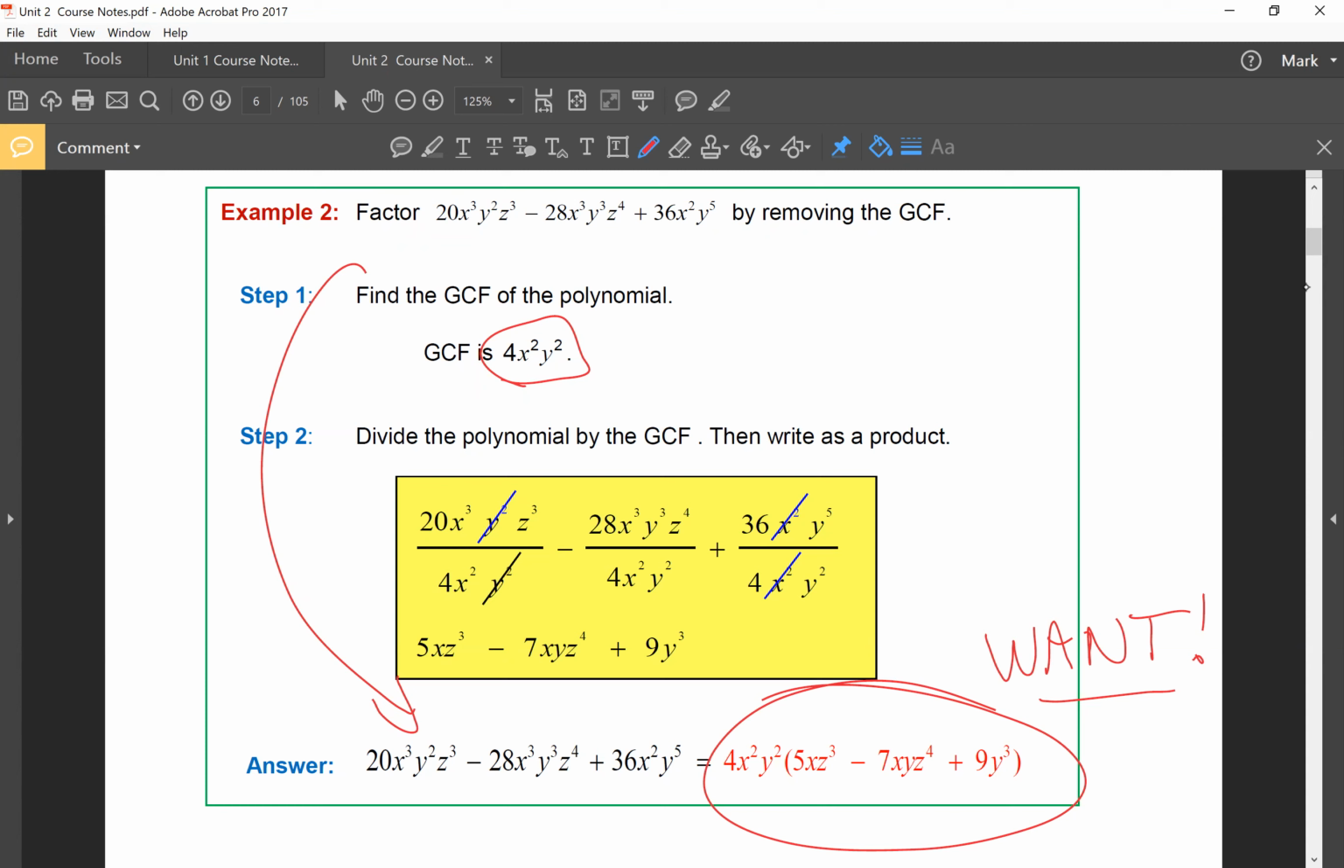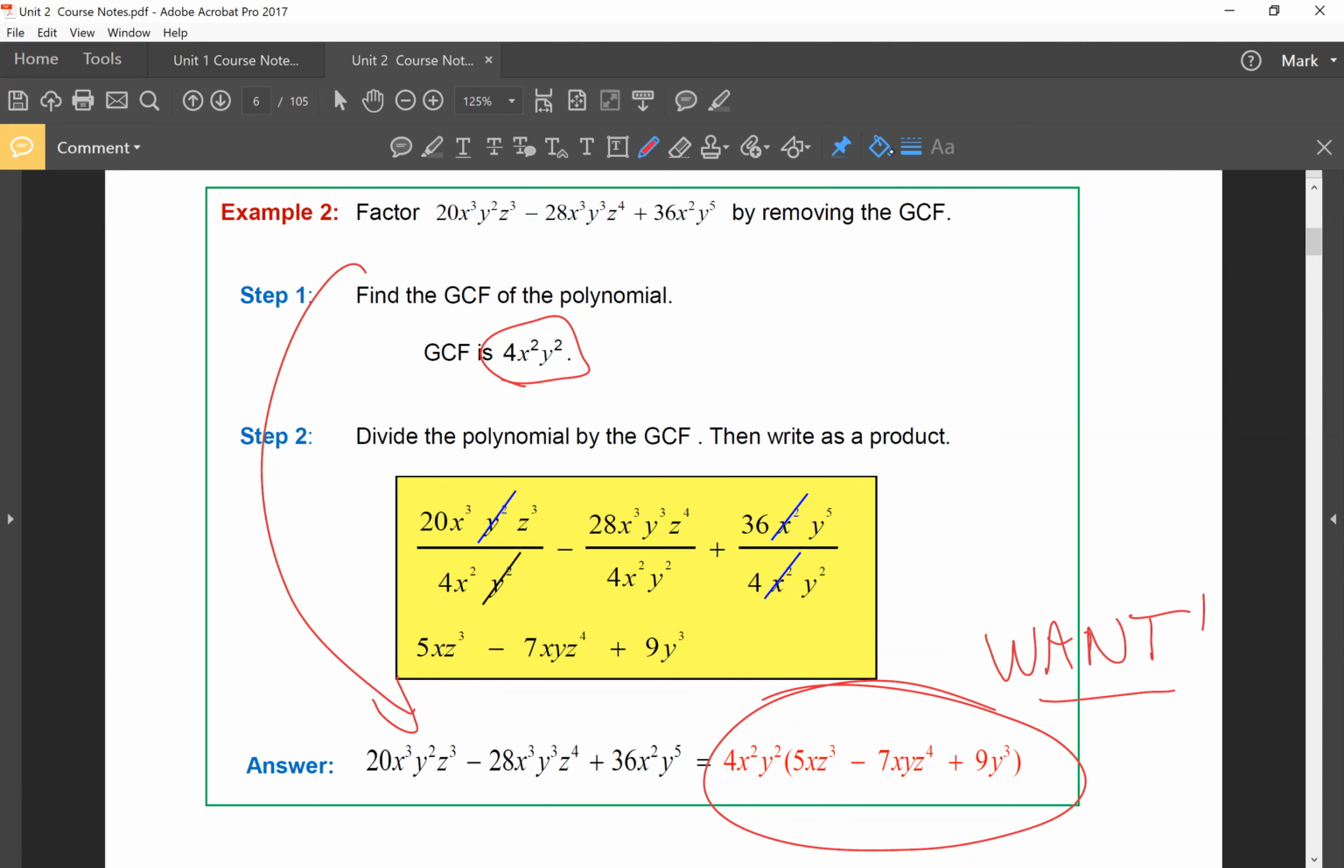Okay, you got it. But maybe on the test, I might say, what is the GCF? If I ask you for the GCF, this is fine. But the minute you see factor, I need this down here.